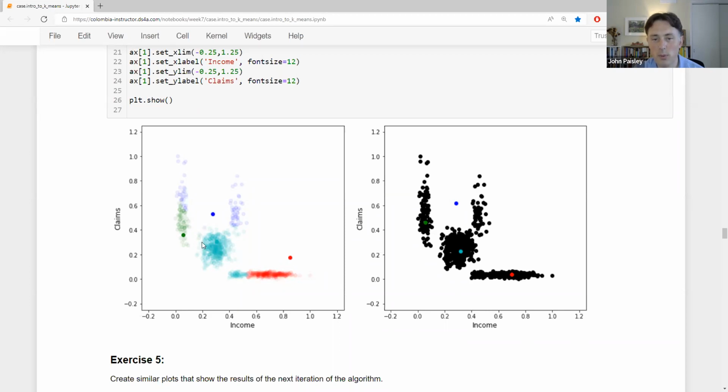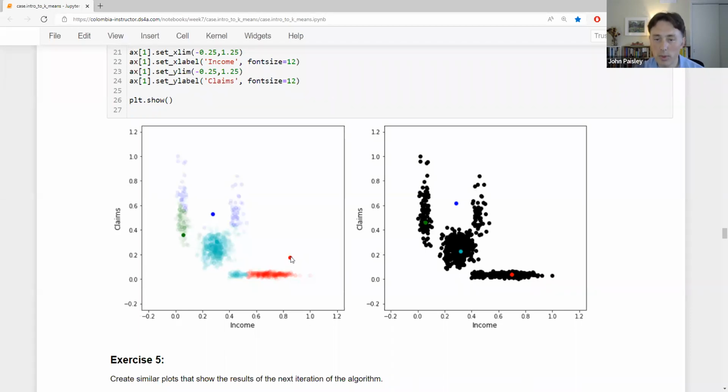Okay, so this is how they were assigned based off of how close. Anything that's red was closest to this centroid. Anything that's purplish was closest to this centroid, and so on. That's step 2, if you remember, of the algorithm. Step 3 then is to update these 4 centroids, and the way that we do that is by taking the averages.